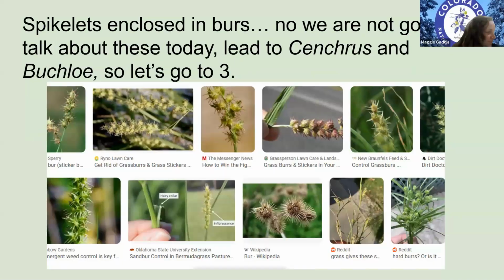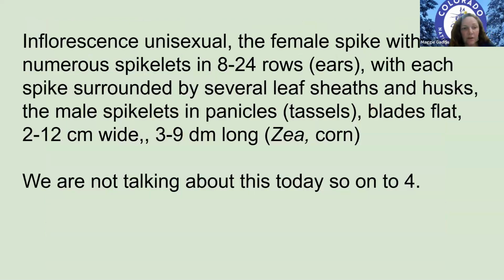And so we're gonna go to 3. Although I will say at 2B, burrs are not spiny, plants strongly stoloniferous, dioecious, that's Buchloe dactyloides, the buffalo grass. All right, so now we're going to go to 3, and it's this or that.